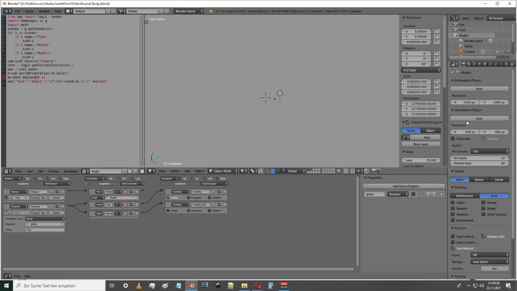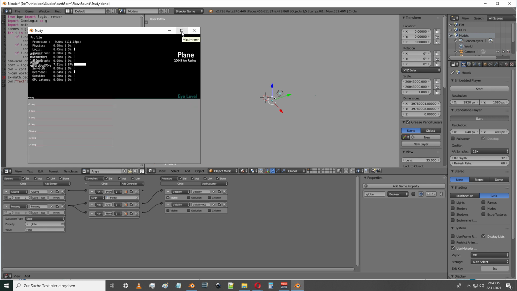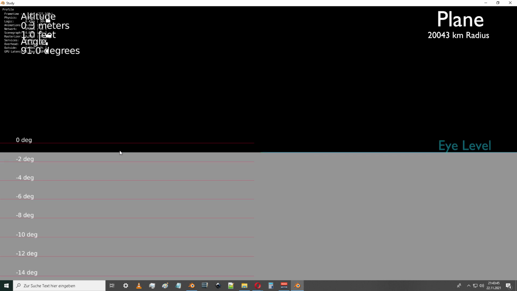So let's start the simulation and compare these two. We will compare curvature and eye level falloff. And there we have the eye level. You see, and we can go up in degrees.